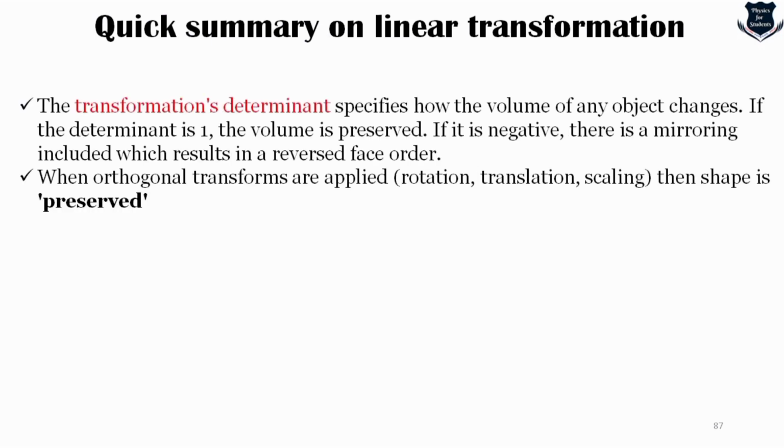So what did we get? A transformation's determinant specifies how the volume changes. If it is negative, there is a mirroring, which results in orientation being reversed. When orthogonal transformations are applied, then the shape is preserved.